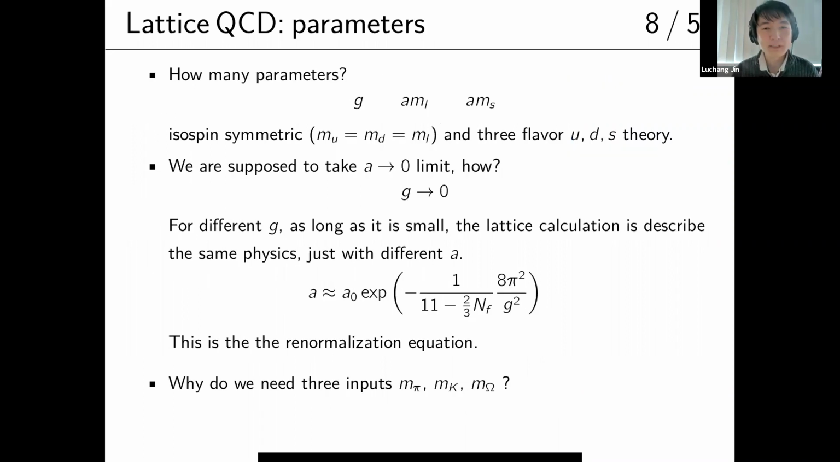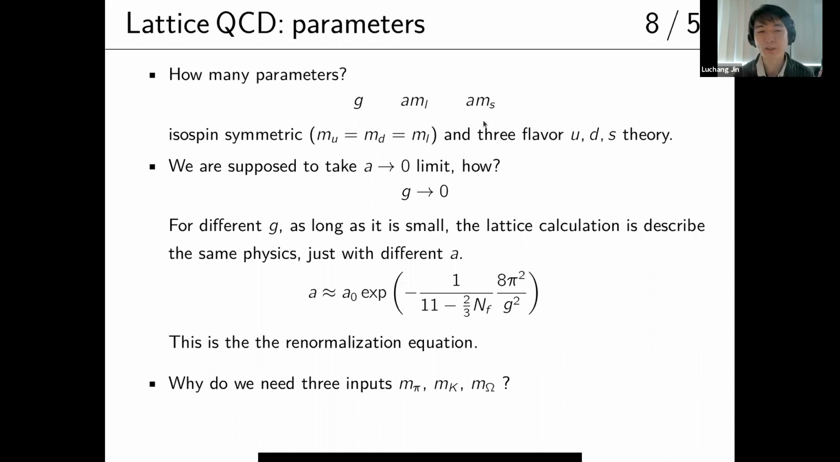So in lattice QCD, how many parameters do we have? This is the easy case. If we work in the isospin symmetric limit, as we usually do, and the three flavor theory, then we actually have three parameters. One is the strong coupling constant, and then the light quark mass and the strange quark mass. We're supposed to take the a goes to 0 limit. With the renormalization group equation, that means actually g goes to 0. So we need a relatively small coupling constant at the cutoff level. So really, we only have two free parameters that we can tune.